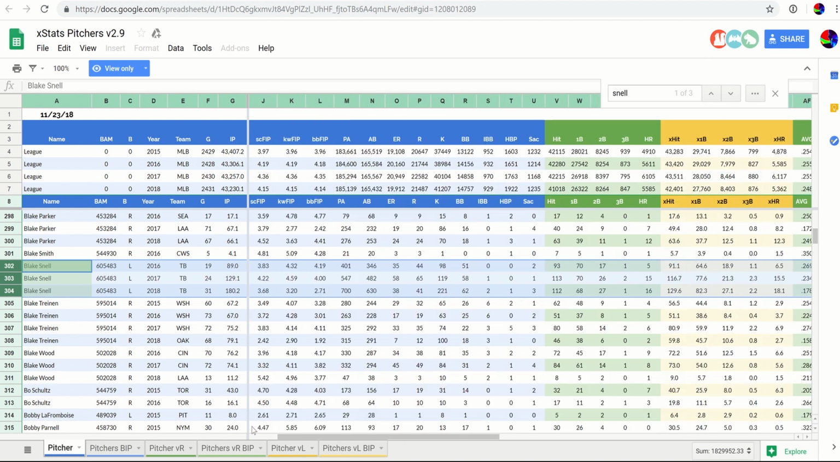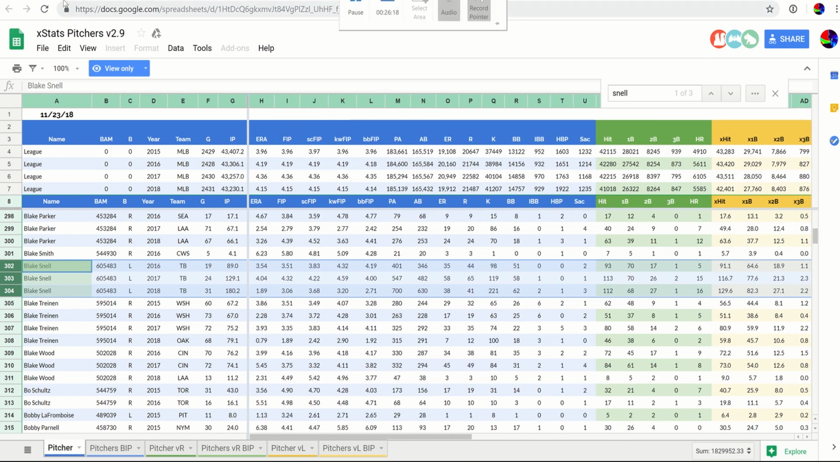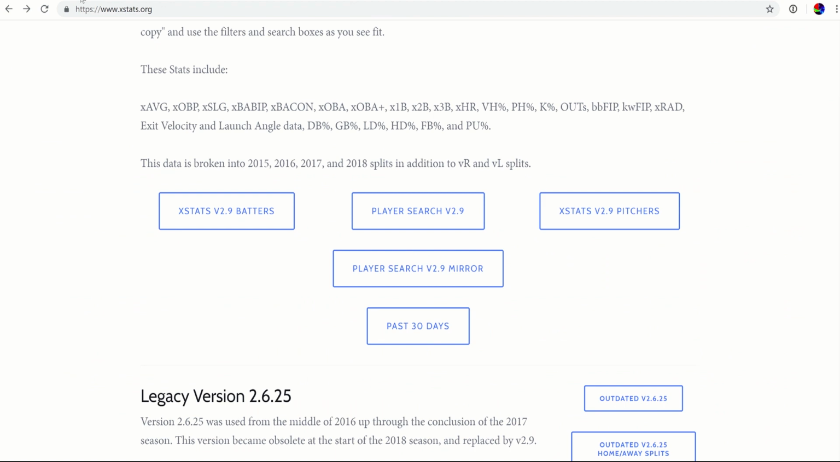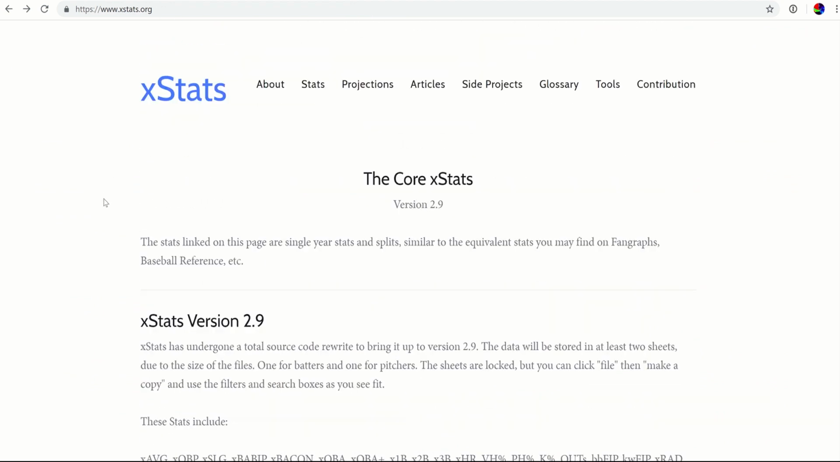So that's just some of the ways that I use xStats. Again, it's an incredible resource for folks. I highly, highly, highly recommend using it. Right here, xstats.org. You can follow xStats on Twitter at MLB xStats. And then Andrew Perpetua, who created it, is also on Twitter at Andrew Perpetua, I believe.